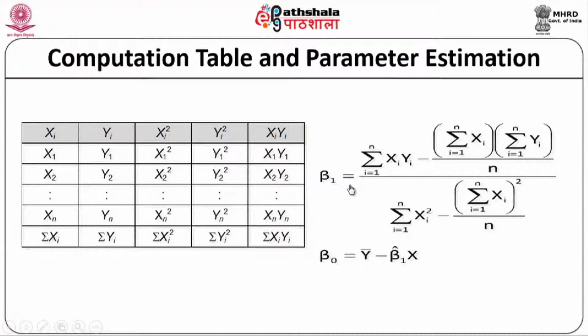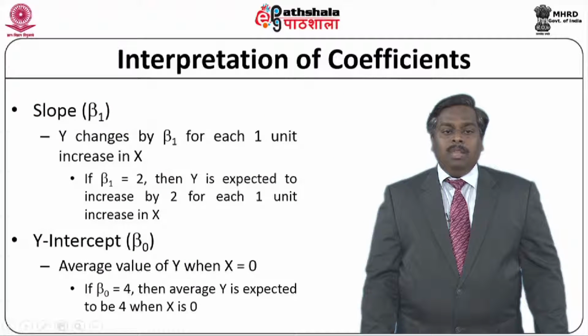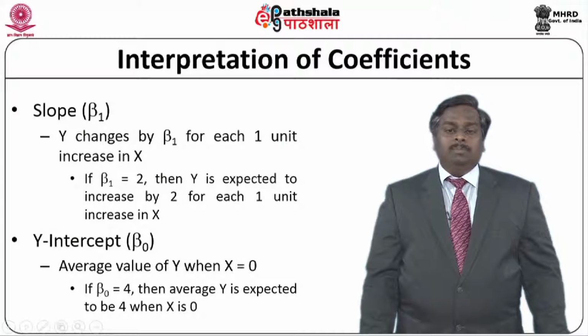Having determined the two parameters beta 1 and beta naught, the slope and the y intercept respectively, we can now make use of these two values in the original equation, that is y is equal to beta naught plus beta 1 x plus or minus epsilon, for the purpose of determining or estimating the y value. Now, let us take an example and understand how this may be done.